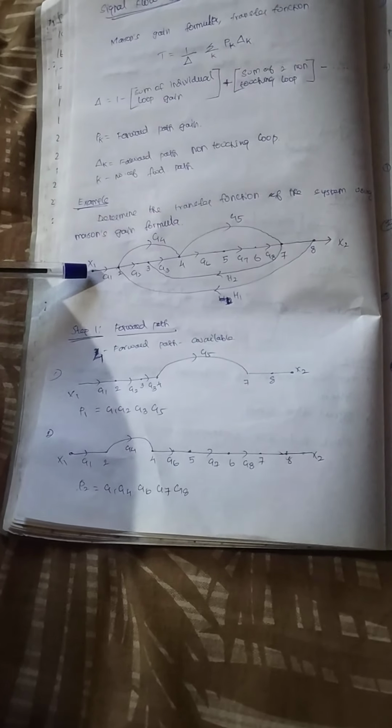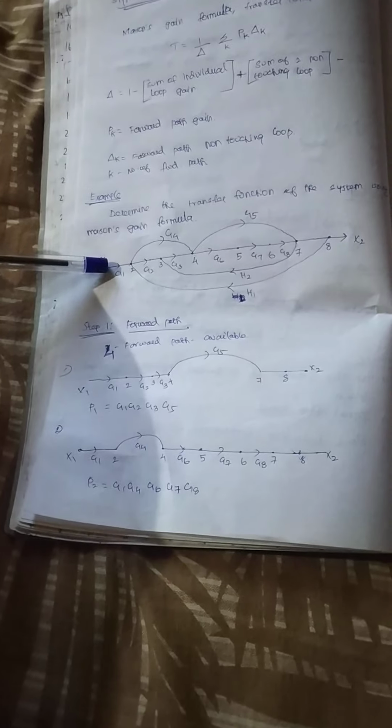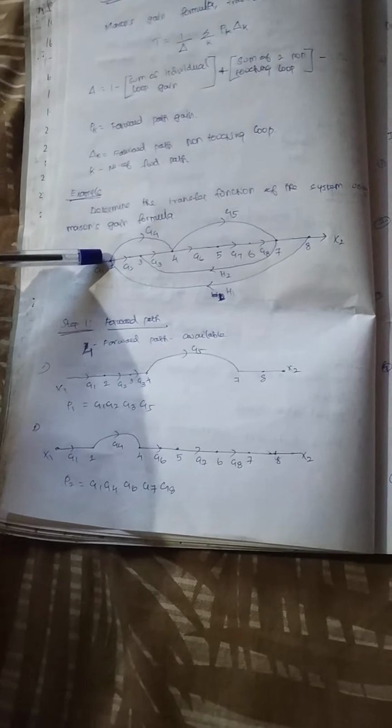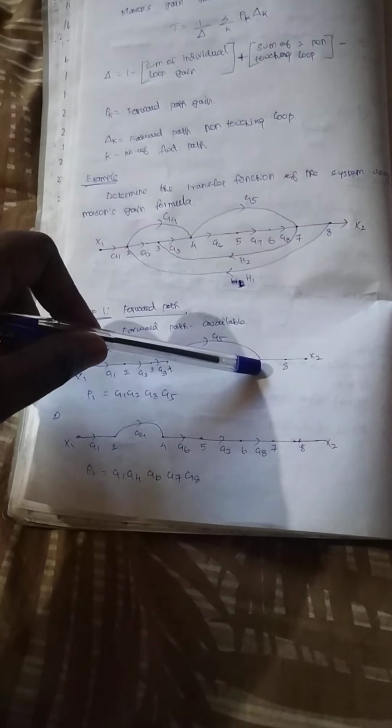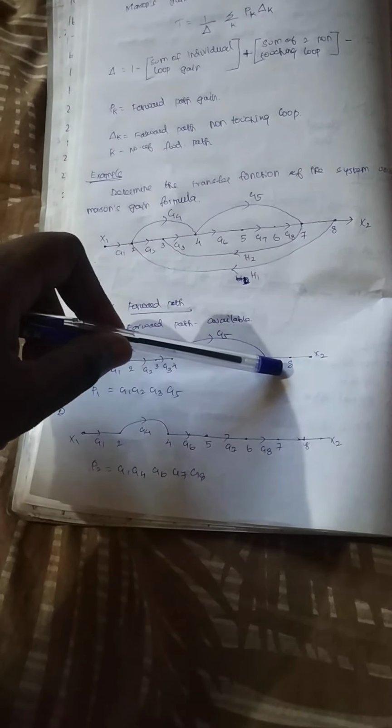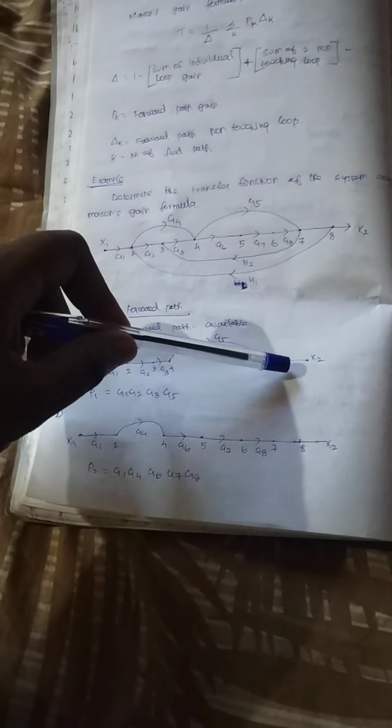So first one is nodes 1 2 3 4 and G5 and 7 8. It is one type of forward path. And the second forward path is 1 2 G4 4 5 6 7 8. It is another forward path. So the gain of the first forward path P1 is equal to G1 G3 G4 G5, and here no value is available, so it is considered as value 1.